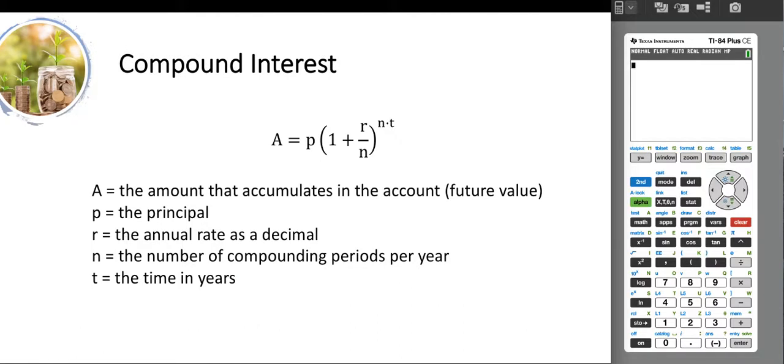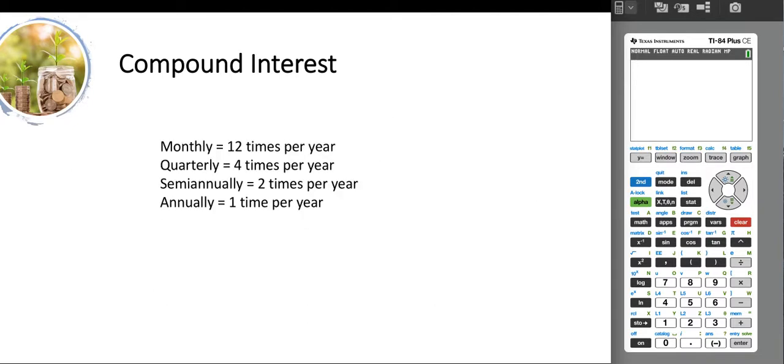So remember the compound interest formula, which we learned in the last screencast. Make sure you know what each of those variables stands for. And remember that monthly means 12 times a year, quarterly 4, semi-annually 2, and annually 1.